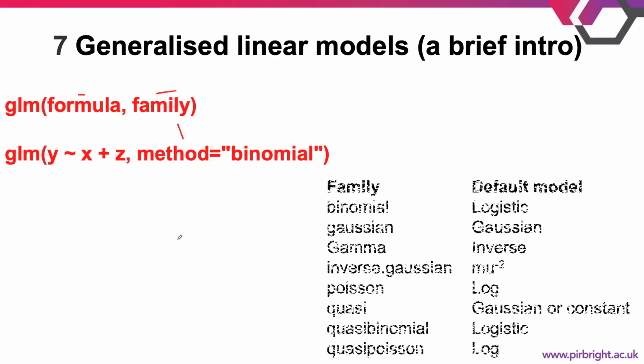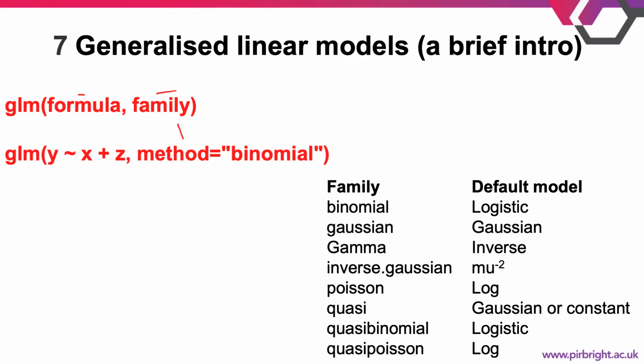And it's a variety of different methods that we choose for a binomial distribution because we have two binary categories for y. That's looking at a logistic model. So it's kind of a classification approach. We have a Gaussian family, gamma family, inverse Gaussian family, Poisson family, which is effective for biological data, quasi-normal model, quasi-binomial model, quasi-Poisson model as well. There's quite a few options.